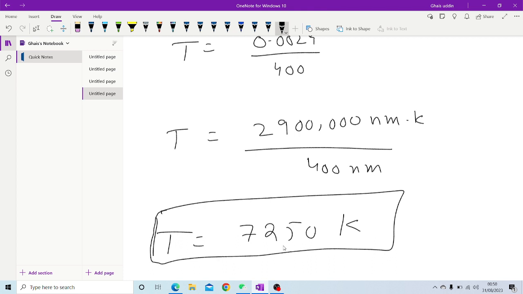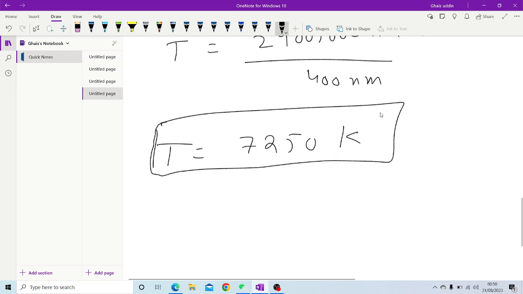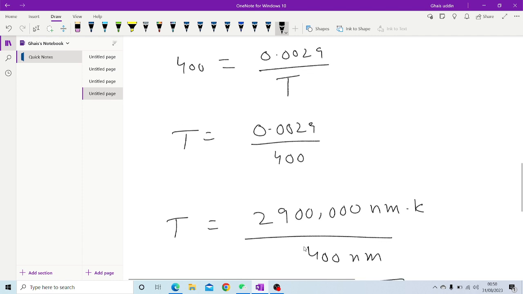So this is a little hotter than our sun, and the wavelength is 400 nanometers, which would be at the violet end of the spectrum. As we have learned, the hotter the body or the hotter the star, the smaller the wavelength in nanometers, which relates to color towards the ultraviolet end of the visible spectrum.